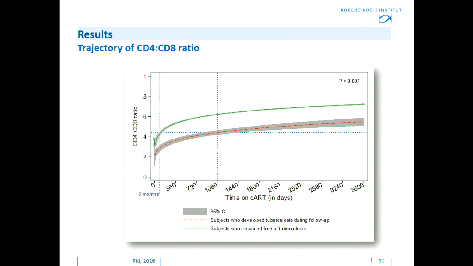Then when we look at the CD4/CD8 ratio, this is very interesting, because the first data, as far as we know, look at the CD4/CD8 ratio as a predictor for tuberculosis. After 3 months, the patients who remained free of tuberculosis reached a 0.44 CD4/CD8 ratio. To reach the same level, the patients who developed tuberculosis actually needed almost 3 years. This more closely reflects our data, because the majority of cases happened during the first 3 years. We believe this is a very helpful marker for TB development in HIV patients, and it was neglected for many years.